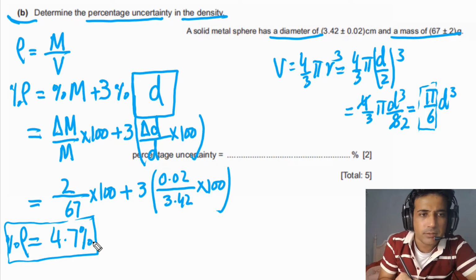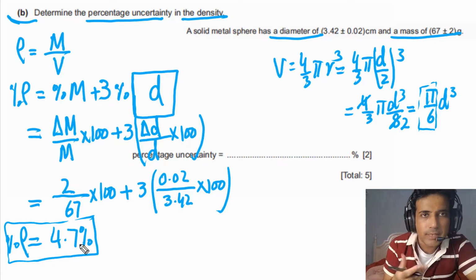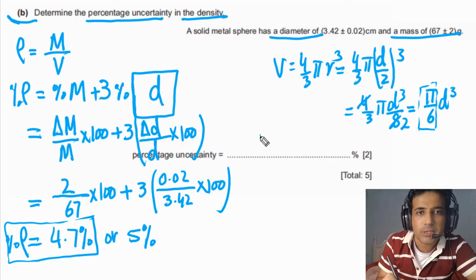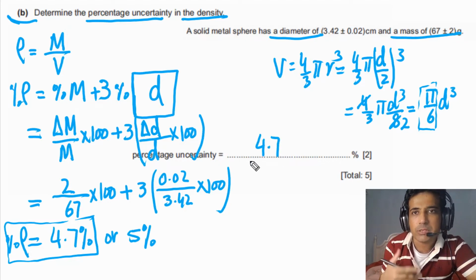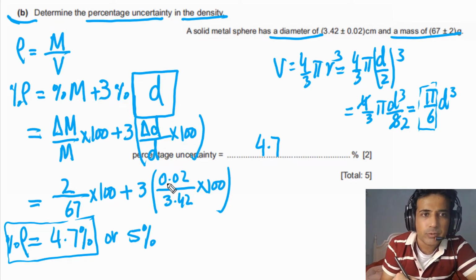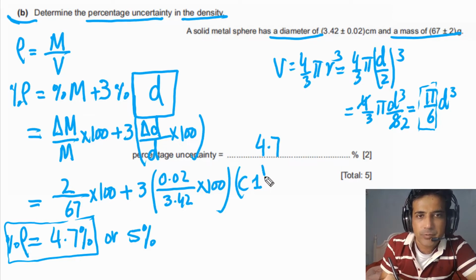Percentage uncertainty you can write up to 2 SF, or simply you can use 1 SF. It is acceptable up to 1 or 2 SF. So in this case we will write down our answer up to 2 SF. So this is the final answer. This question has 2 marks. The first mark you will get if you have written this step. And the second mark you will get if you have got the right value of percentage uncertainty.